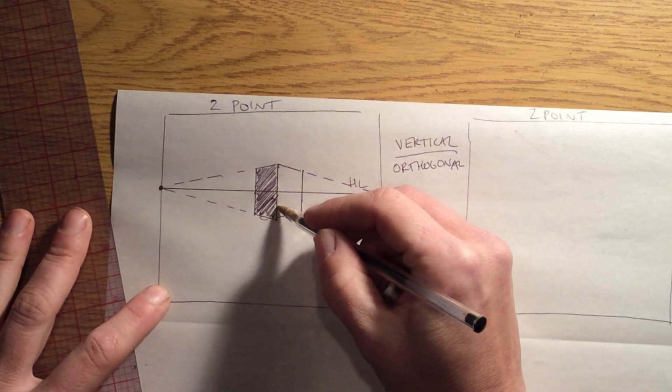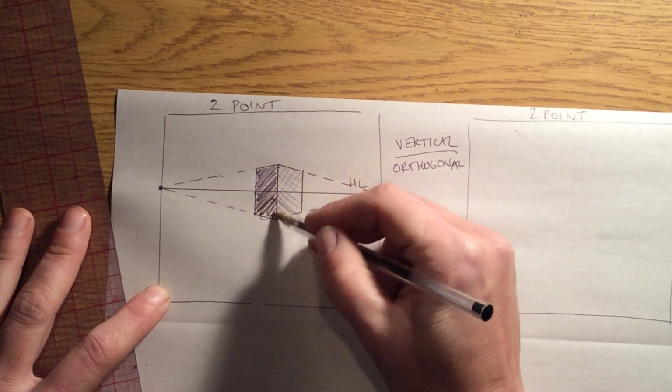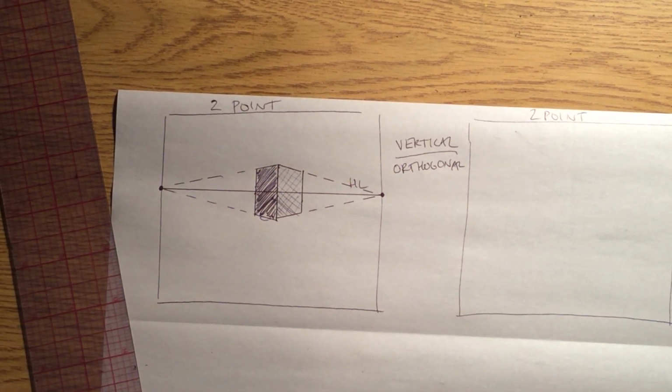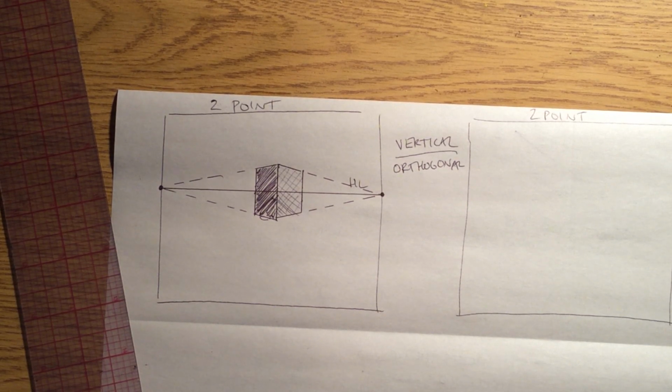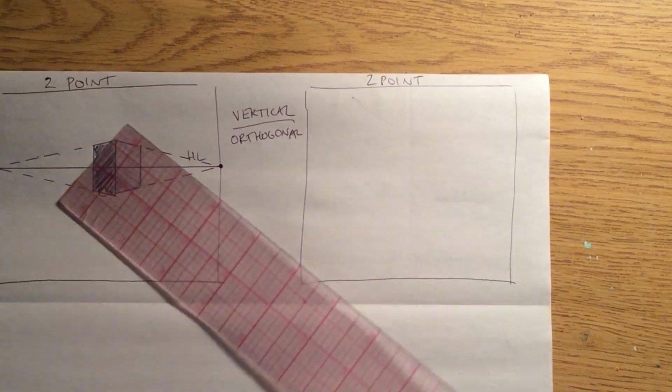And I could, if I wanted to, lightly shade this side. A little cross hatching. That's 2-point perspective. Lines can go vertical, lines can go orthogonal. All right, let's do a little test over here.